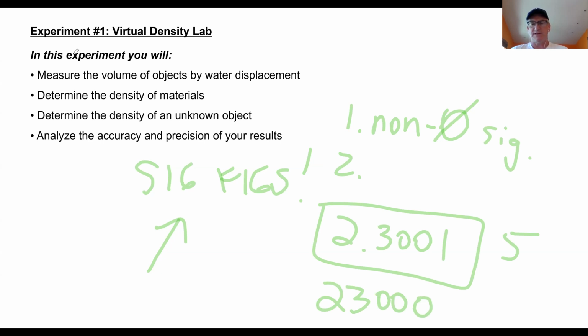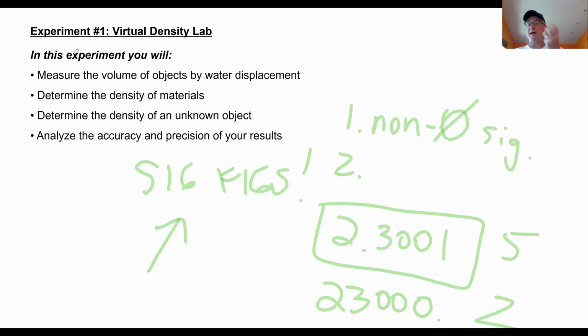How many significant digits in 23,000? 2. What if I put a period at the end? Would that make it like an exact measurement? Mm-hmm. That's the only reason for putting a decimal there.